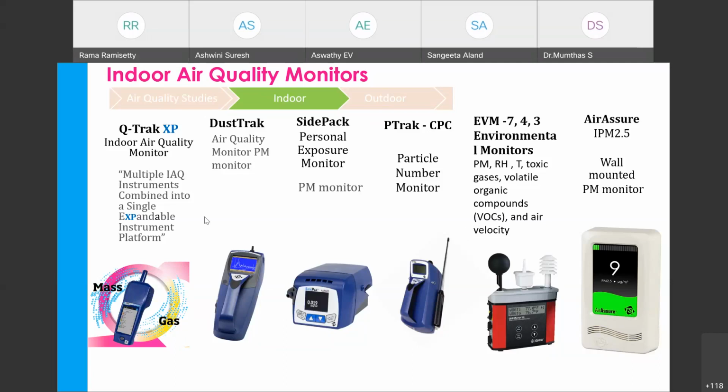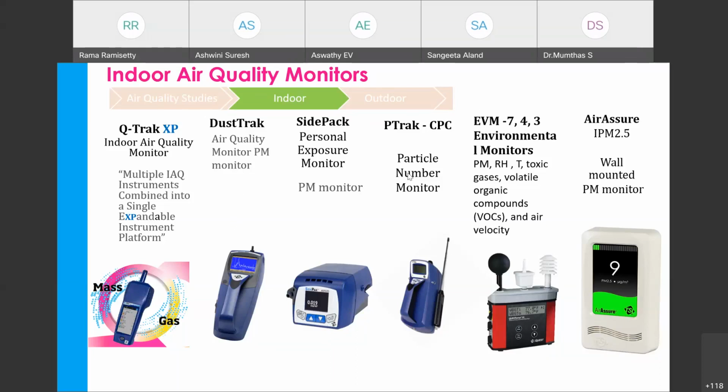So TSI has these equipments. This Q-Track can measure both PM 2.5 and also some gases. And DustTrak is a very portable equipment, and it can measure PM 2.5, 10, or any one at a time. And we also have a personal exposure monitor. For example, people who are working in industry or any mines or some other places can wear this in the pocket, and with some tubing, you can see how much exposure you are having when you are working in harsh environments like industries or mining areas.